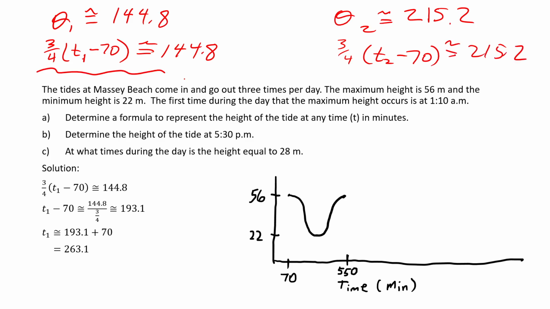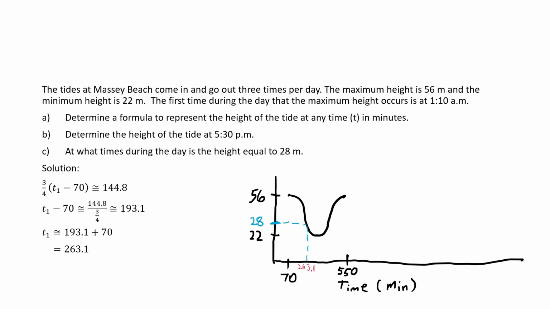If we take this equation right here and solve it, the first thing we do is divide each side by 3/4, and we get 193.1 on the right-hand side. And then we add 70 to both sides, and we get 263.1. So t1 is roughly equal to 263.1. And that's what we show in this diagram. Our height is 28 meters, and it's hitting for the first time at a time of roughly 263.1 minutes.